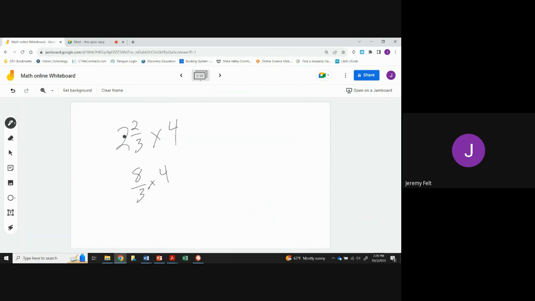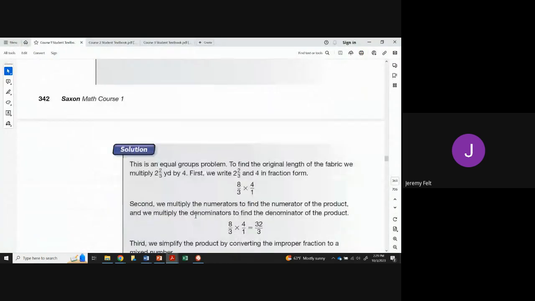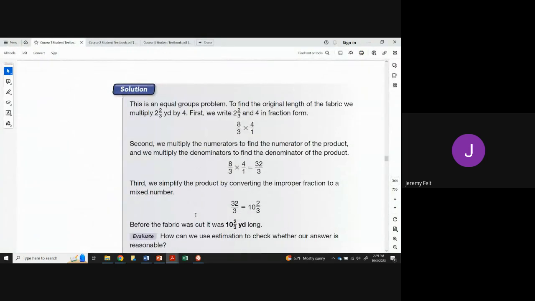times 4. And this gives us 8 times 4 is 32, divided by 3. 3 goes into 32 10 times, with 2 left over, that's being divided by 3. So 10 2/3, and I believe it was yards, so it's 10 2/3 yards long.